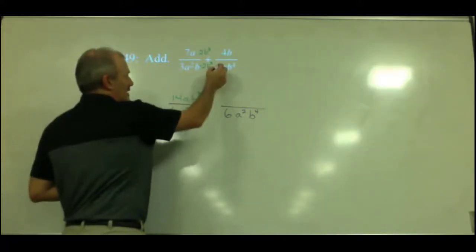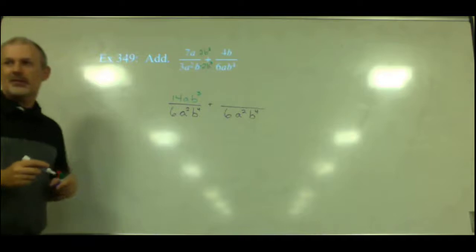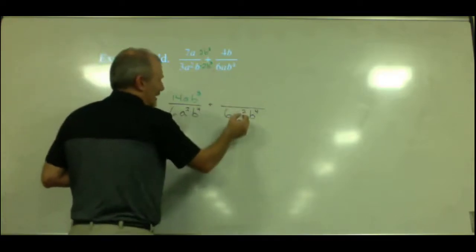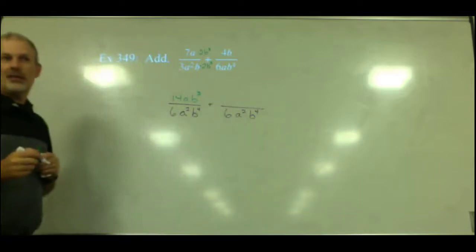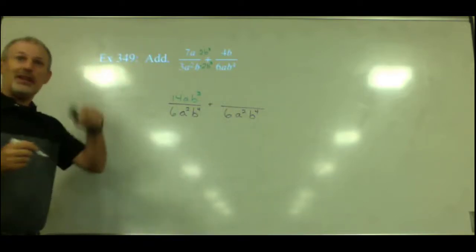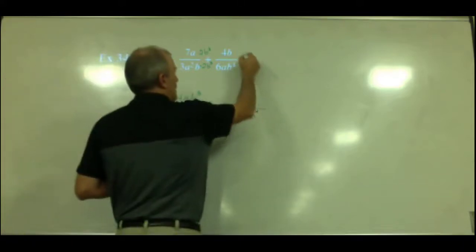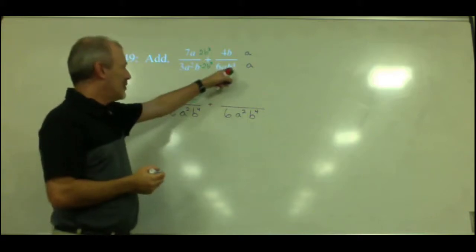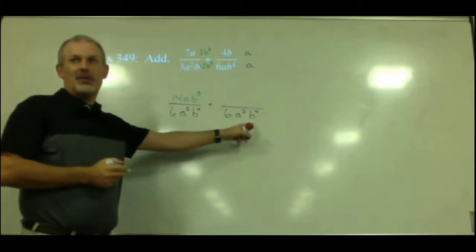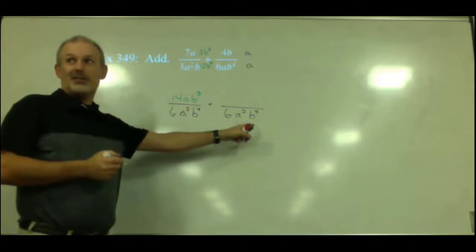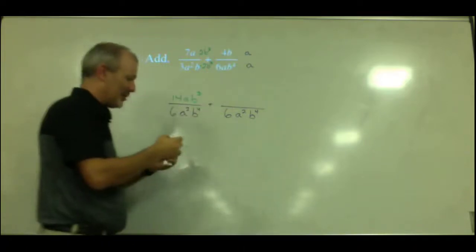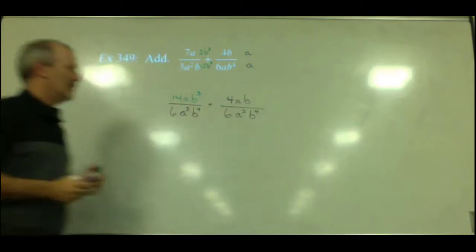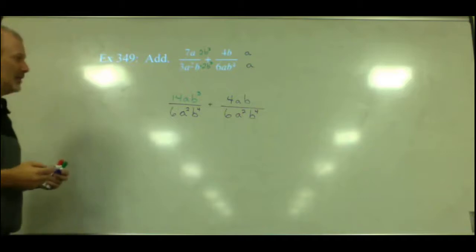What do I have to multiply 6 by to make it into a 6? We've already got a 6. What do we have to multiply a by to make it into a squared? A. We need another a, right? We've got 1, we need to have 2. So bottom and top. What do we have to multiply b to the 4th by to make it into b to the 4th? Nothing, right? It's already b to the 4th. So in this one, all we have to multiply by is a. So this will be 4ab. Okay.